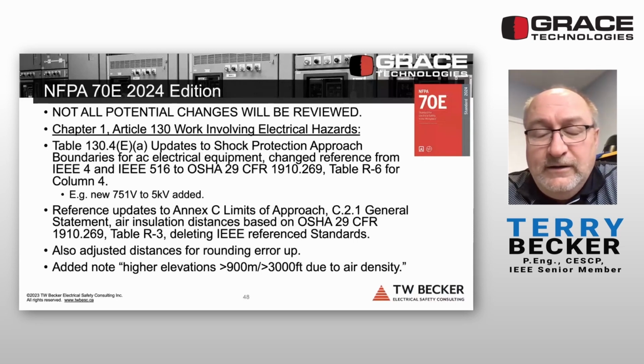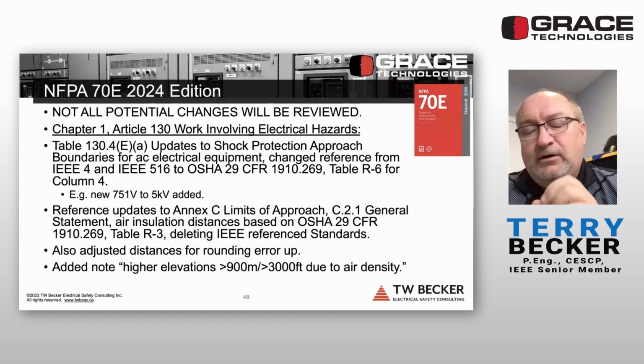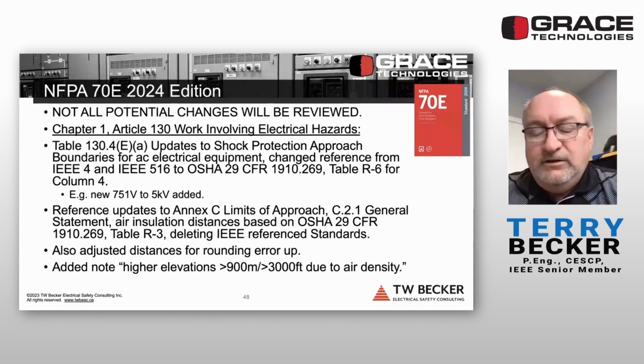29 CFR 1910.269 Table R-3. And so we'll delete the IEEE reference standards in Annex C, and basically what you're going to see is it's adding a rounding error to the distances. So they're not changing substantially, right? The other thing too is a note's been added that if you're working at higher elevations, then you need to consider the impact on some of these distances.